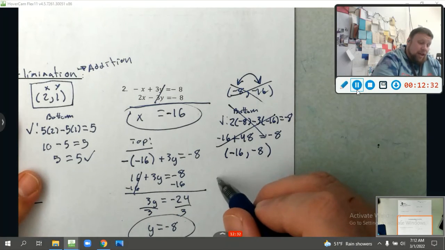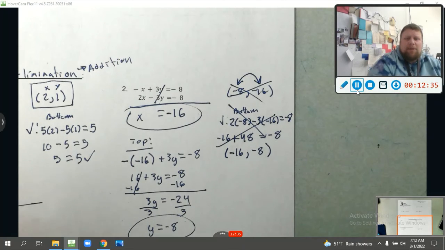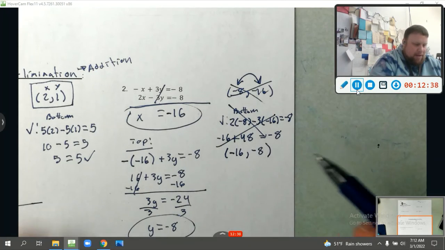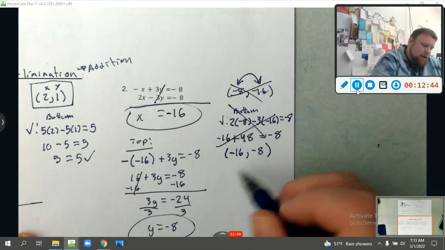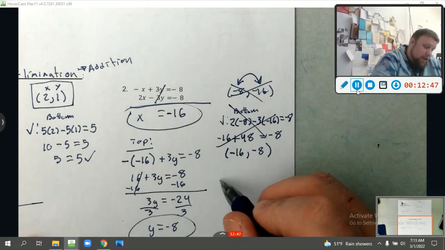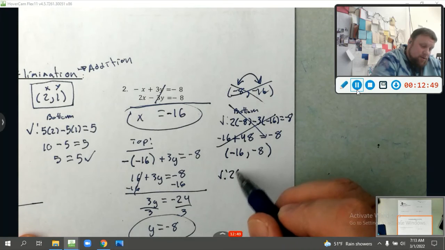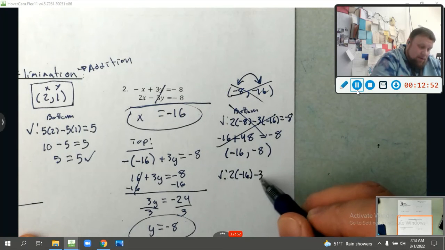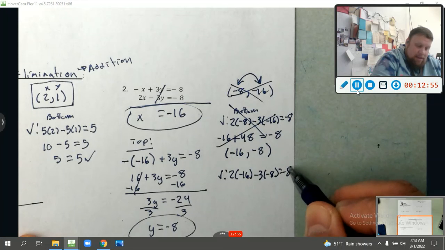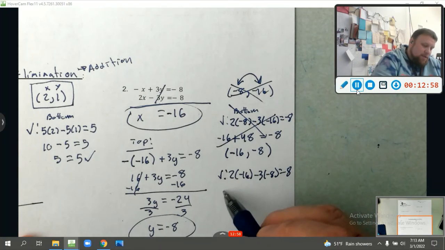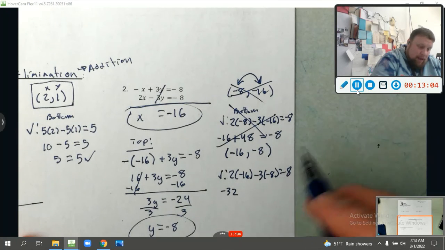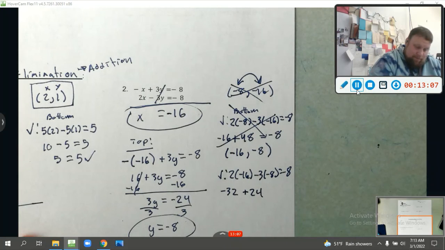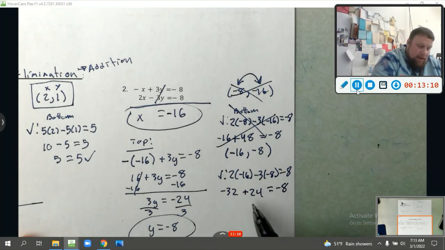So now let's do this check again, and that's the purpose of a check. Say, hey, something's off here, because negative 16 plus 48 is going to end up being positive 32, which doesn't equal negative 8. All right, so I mixed these up, so let's check it now with the right answers: 2 times negative 16 minus 3 times negative 8 equals negative 8. Let's see if this works a little better. 2 times negative 16 is negative 32. Negative 3 times negative 8 is a positive 24, which hopefully equals negative 8. And guess what? 24 minus 32 is negative 8 equals negative 8.